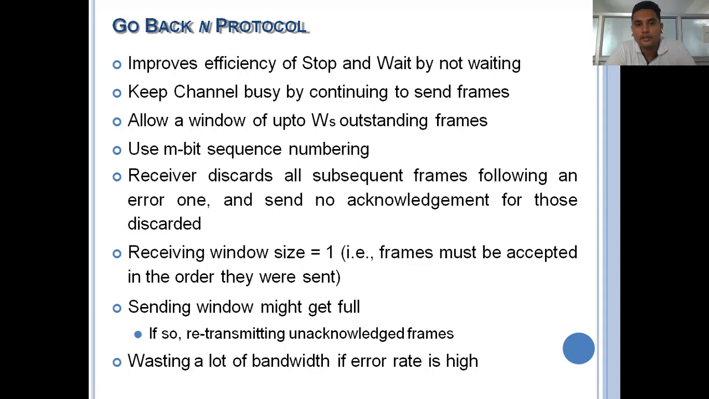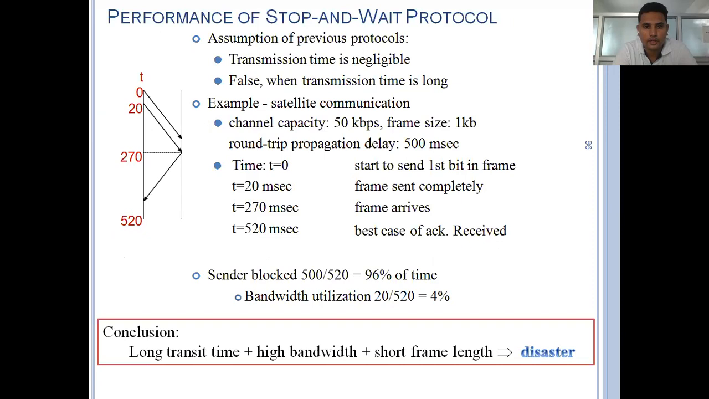So the receiving window size is 1, and the sending window might get full. The receiving window size is 1, which means frames must be accepted in the order they were sent. The sending window might get full. If so, retransmit the unacknowledged frames. So then we easily delete those unacknowledged frames. Here you can observe this diagram.